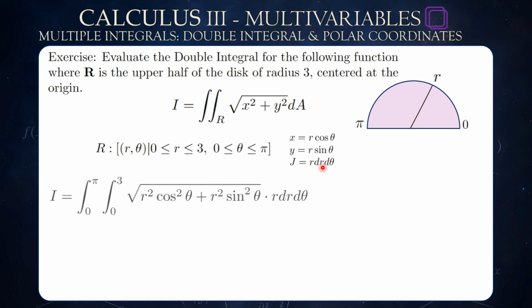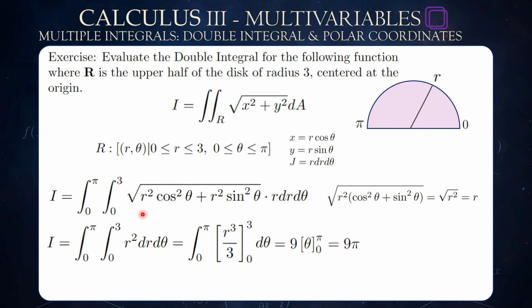I equal integral from 0 to pi, integral from 0 to 3 of square root of r squared cosine squared theta plus r squared sine squared theta, r dr d theta. As you know, cosine squared theta plus sine squared theta equal to 1. Okay, so you get r squared to the outside, and you multiply by cosine squared theta plus sine squared theta, which gives you 1. You are left with the square root of r squared, which is r. So I equal integral from 0 to pi, integral from 0 to 3, r squared dr d theta.